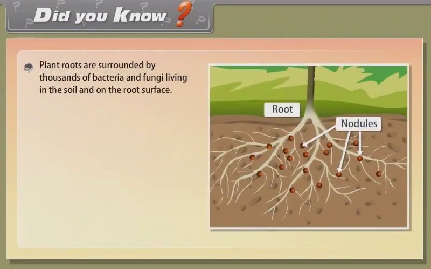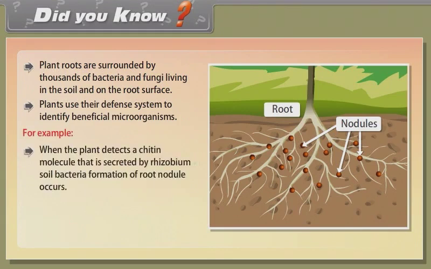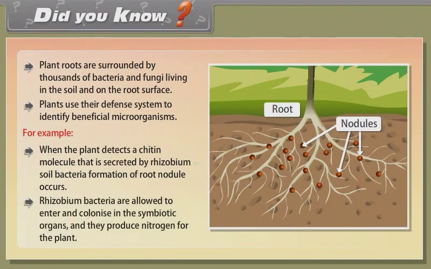Did you know? Plant roots are surrounded by thousands of bacteria and fungi living in the soil and on the root surface. Plants use their defense system to identify beneficial microorganisms. For example, when the plant detects a chitin molecule secreted by Rhizobium, a soil bacterium, formation of root nodules occurs. Rhizobium bacteria are allowed to enter and colonize the symbiotic organs, and they produce nitrogen for the plant.